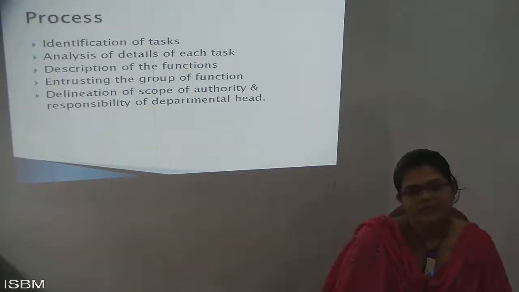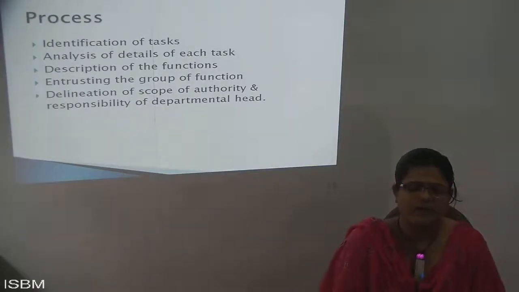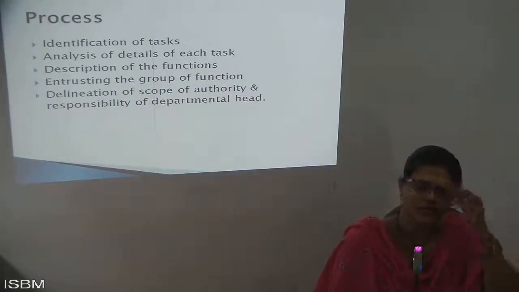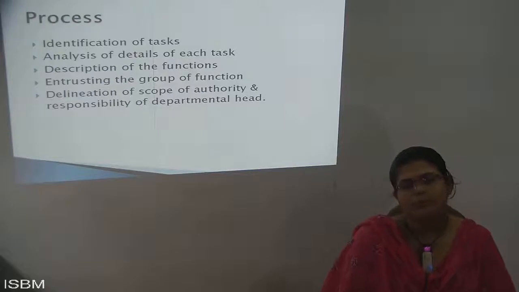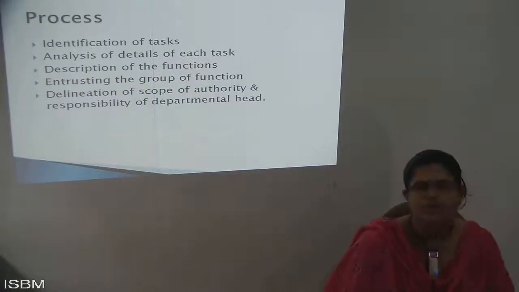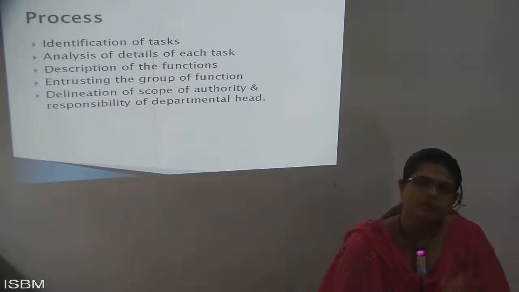Next is to analyze the details of each and every task. Whatever the task is, I should know what the work is. And second, I need to analyze it. I need to do R&D, and with the help of R&D I will get the proper analysis of how to complete my work in a smaller period of time.